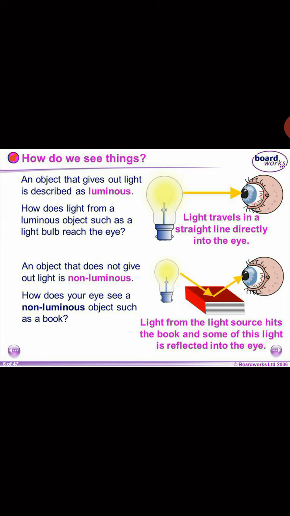So for non-luminous objects, we need a light source, an artificial light source. In a luminous object, light travels in a straight line, while in non-luminous objects, light gets reflected and then it enters our eye. This is how we can see luminous and non-luminous objects.